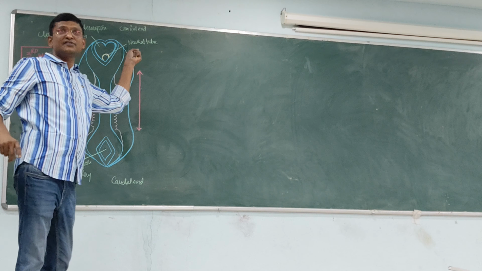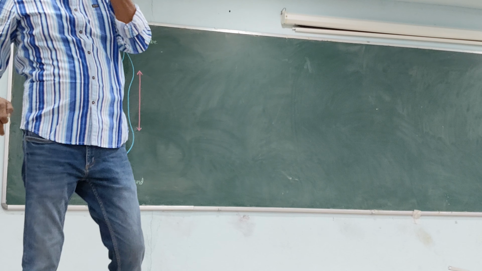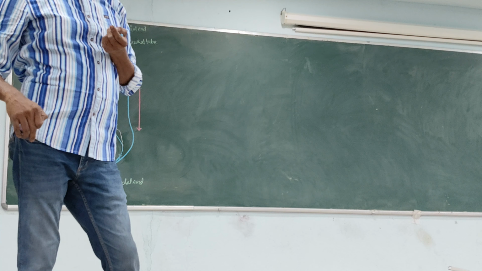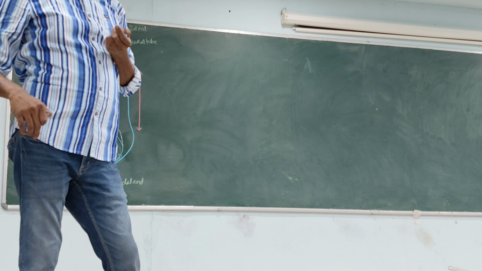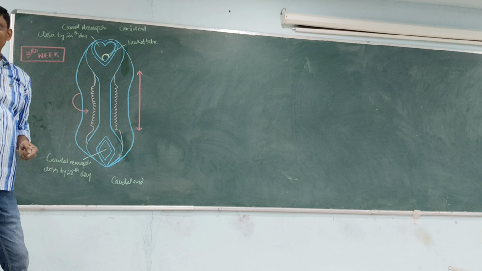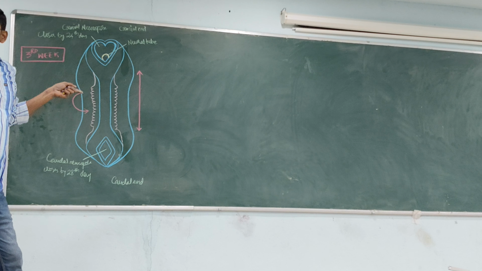And also I told you that if this neuropore doesn't close, it causes NTDs called neural tube defects, right? Meningocele, meningomyelocele. Okay? So this is how. So now this is the superior view, right?